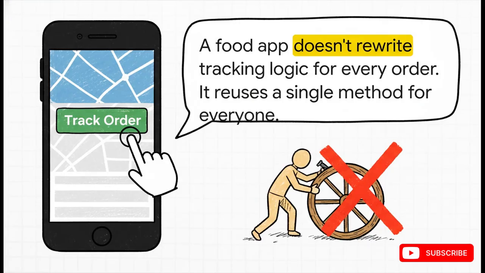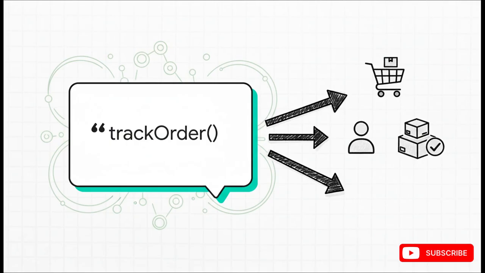Let's circle back to that food app for a sec. You know that feeling when you're starving and you keep tapping the track order button? The app doesn't have to reinvent the wheel every single time you do that. It doesn't write brand new code from scratch to find the driver, check the traffic, and guess the arrival time. Nope. Instead, it just calls one single pre-written method, something simple like track order. All that complex logic is tucked away inside this one method, and it gets used again and again for every order, for every person. That right there is the magic of reusability.